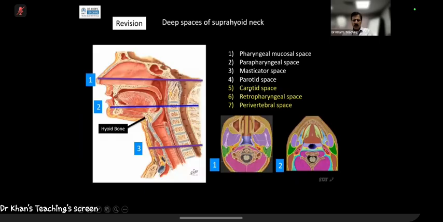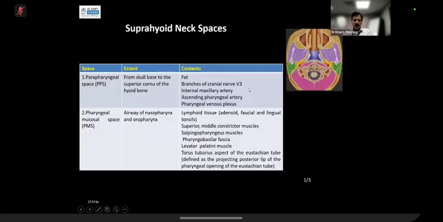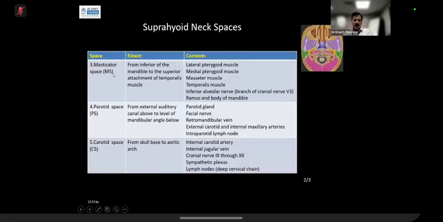And for each space, you should know the location, then the extent, and then the contents. So we will revisit the details as we continue. Today we are going to learn about parapharyngeal space and pharyngeal mucosal space. Masticator space and parotid space we have already finished.